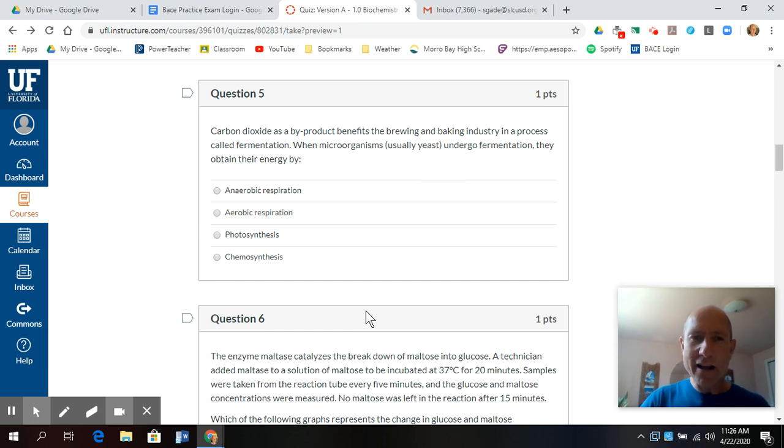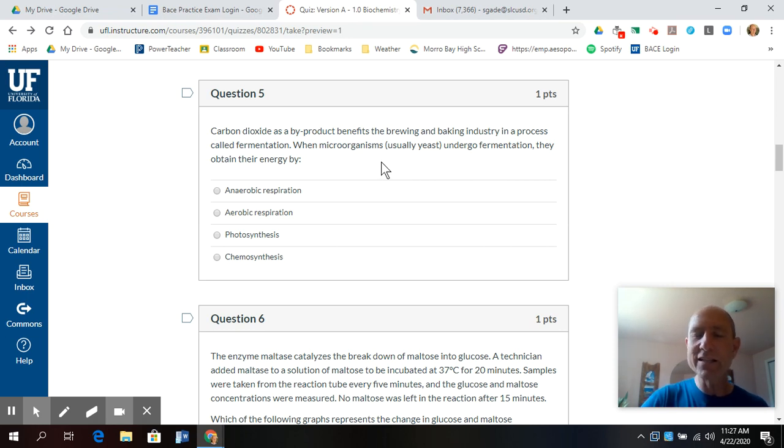Question 5. Carbon dioxide as a byproduct benefits the brewing and baking industry in a process called fermentation. When microorganisms, usually yeast, undergo fermentation, they get their energy by this or this or this or this. So this is going to be a little sketchy for you guys, but this was the classic example that was used in biology to compare and contrast aerobic versus anaerobic respiration. Aerobic means with air, anaerobic means without air. Both of them produce carbon dioxide, but one of them requires air and one of them doesn't.